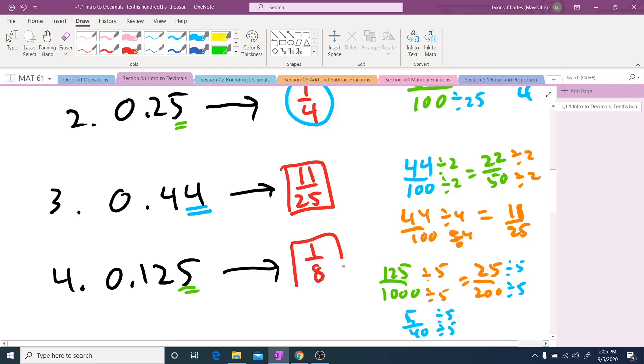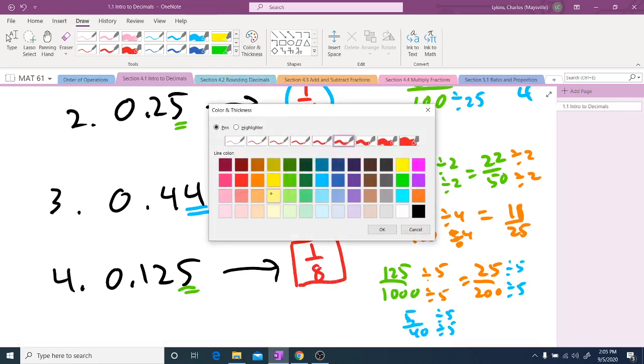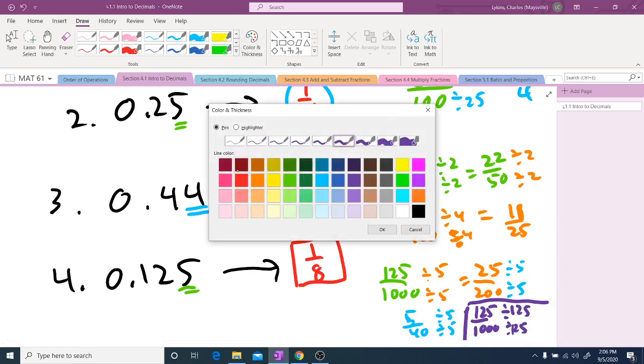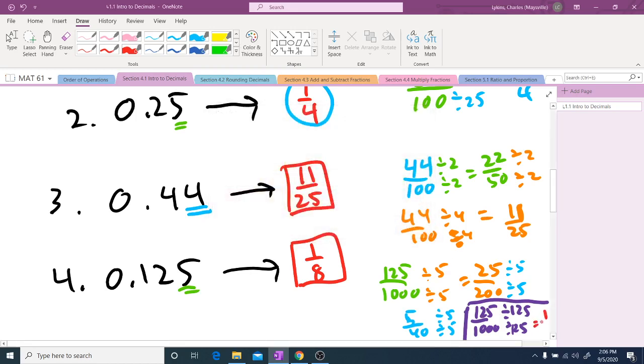Now, some of us could see where I'm getting at with this. So we could take 125 over 1,000. What I always like doing is dividing to see if the top goes into the bottom evenly. In this case, 125 goes into 1,000 8 times.